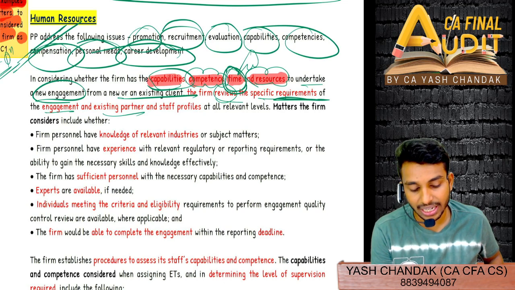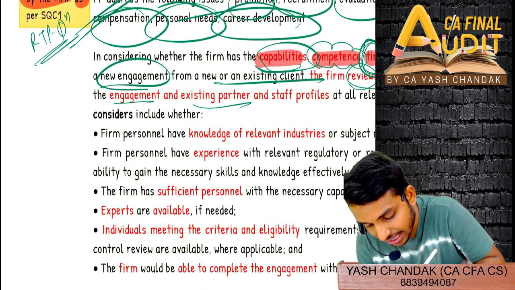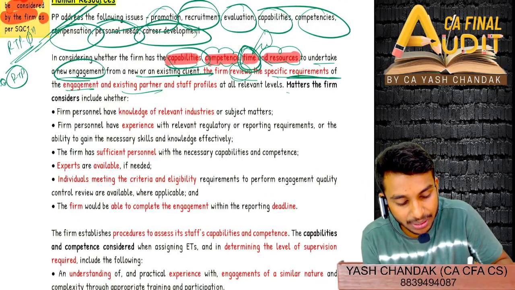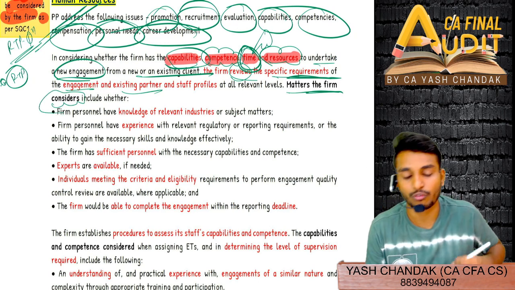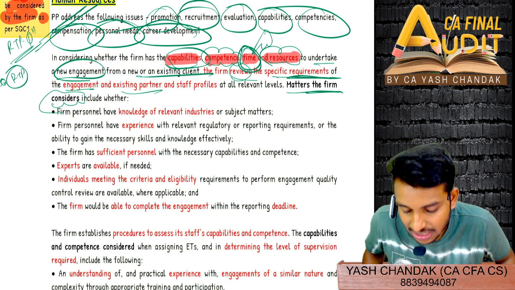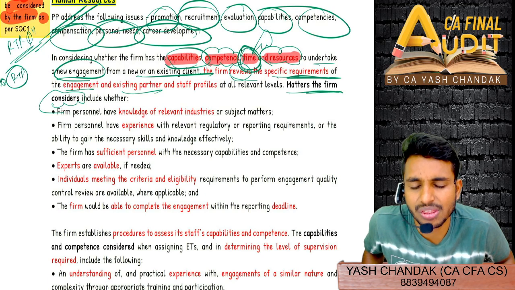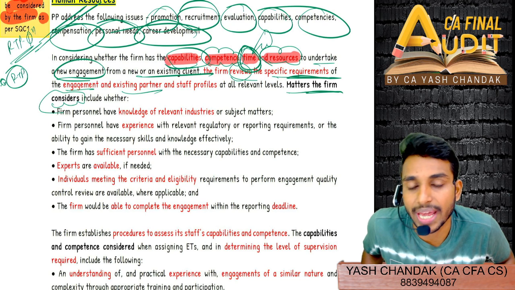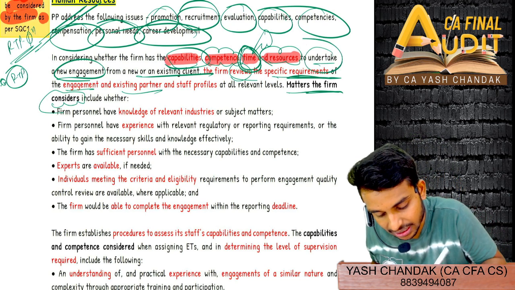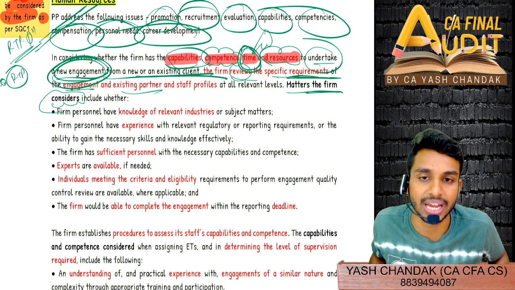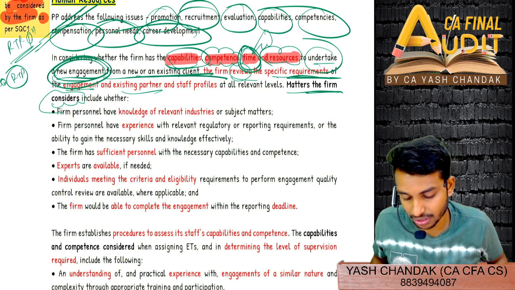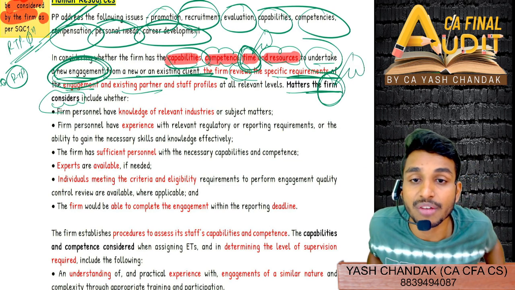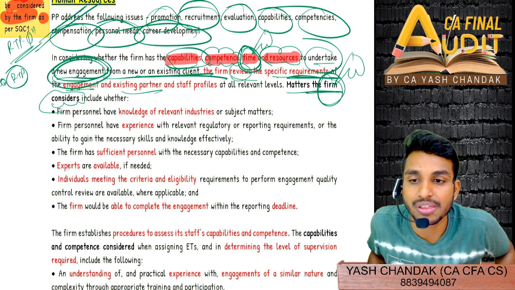This question has not yet been asked anywhere, not even in RTP or MTP, nothing specified. But they can simply ask what all matters the firm will consider while seeing the capability, competency, time, and resources that the firm can provide while accepting a new client or undertaking a new engagement from a new or existing client. And I told you, whenever they ask a firm-wide question, the answer will be from SQC1.